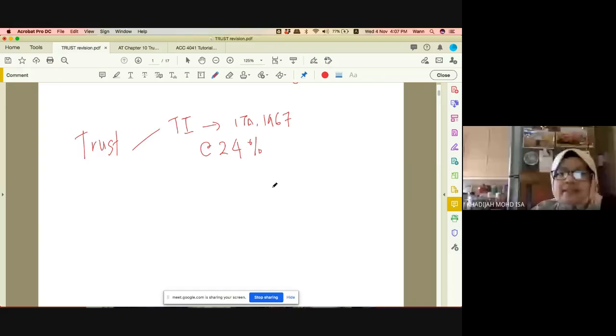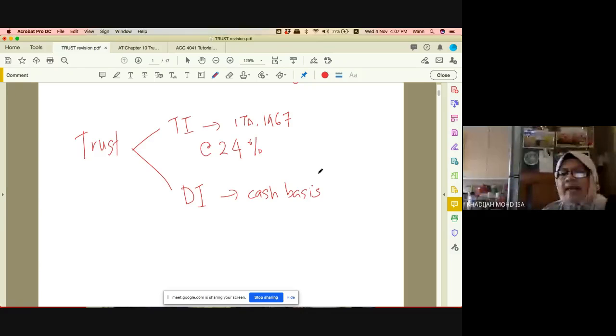Then you also have the other concept which we call distributable income. Distributable income is based on a cash basis. You have to compute the distributable income because that is the actual amount of cash that the trust has. That will also determine how much the trust can actually pay to the beneficiary.